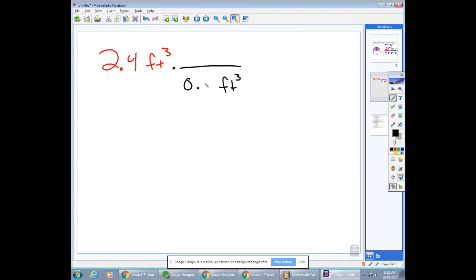I have 0.3 cubic feet is one bag. So I can see here, if I divide by the 0.3, that'll give me an answer in bags, right? So when I'm unsure of what to do with some information, conversion fractions can help me figure it out. And I'm hoping that when you take the test next week, there's going to be conversion problems on there.